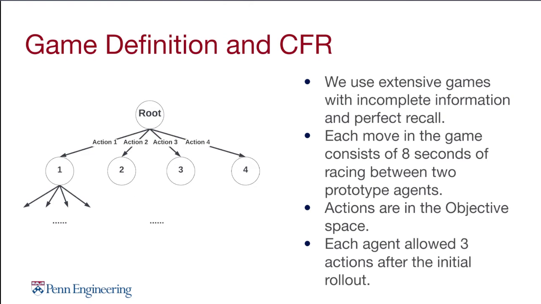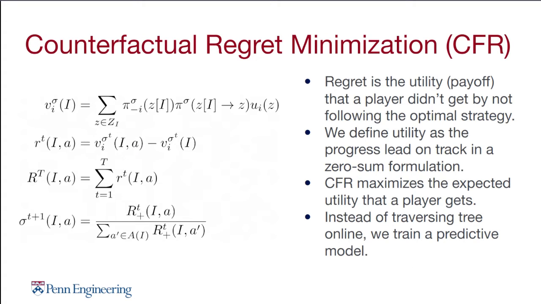We next discuss the game-theoretic planner. We define our two-player racing game as an extensive game. Agents' actions are in the objective space. In our case, it is similar to moving in a 2D grid world. Each action in the game consists of 8 seconds of racing between two agents, and each agent is allowed 3 actions in total.